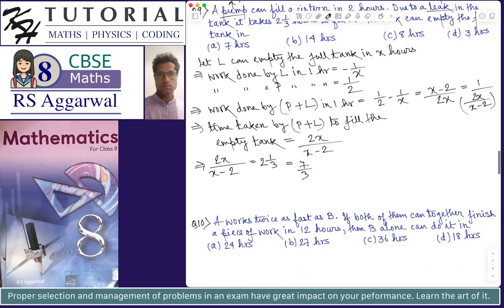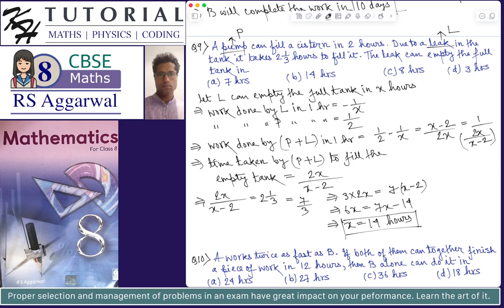So we have a linear equation in x, we have to solve it. By cross multiplication we have 3 into 2x is equal to 7 into x minus 2. So this implies 6x is equal to 7x minus 14. This implies x is equal to 14. So the leak will empty the full tank alone in 14 hours. So the correct choice is B. B is the correct choice. Let me check the answer. Question number 9, B is the correct choice.